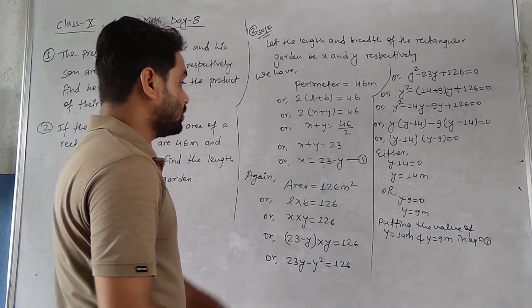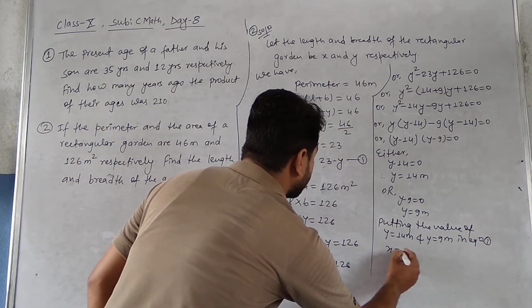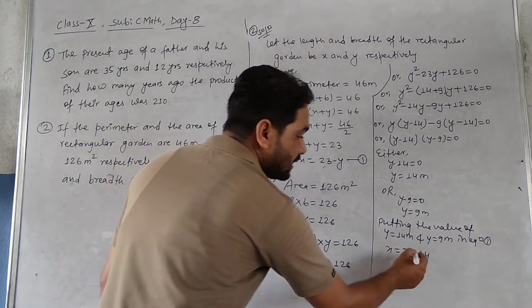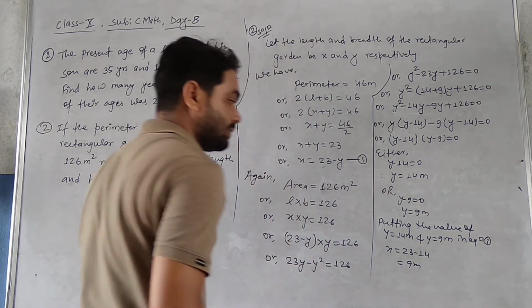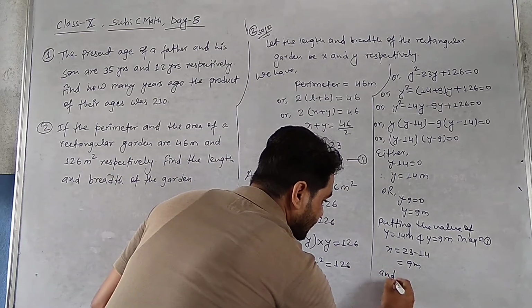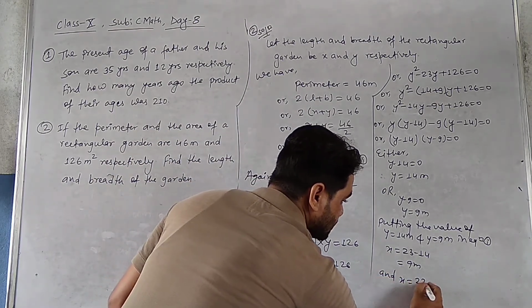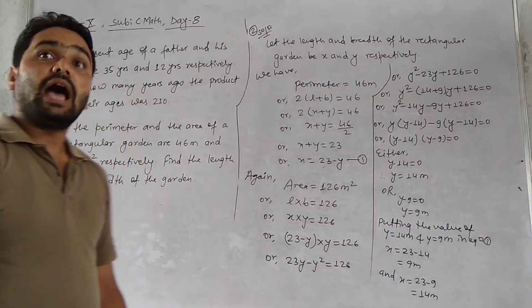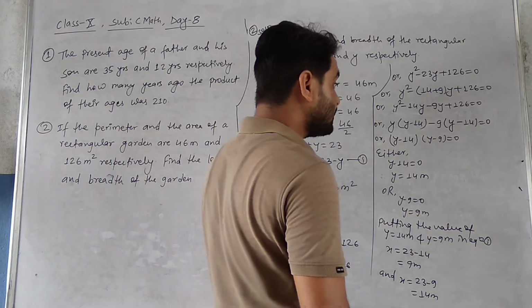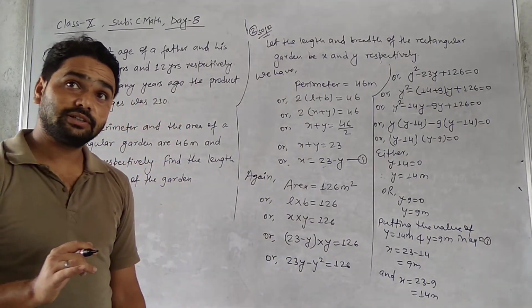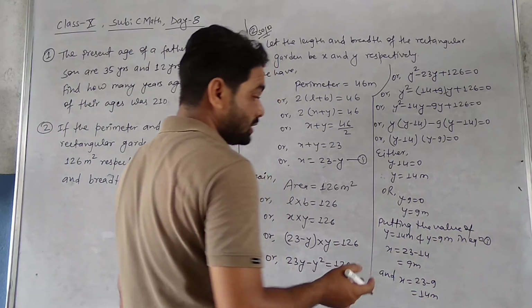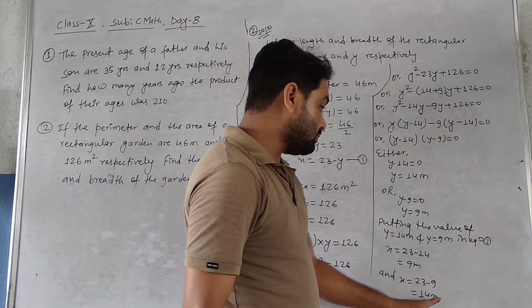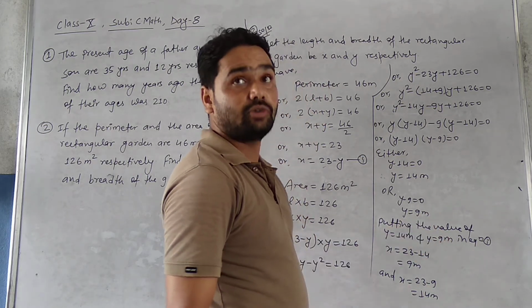In equation first if you put, then we get x equals 23 minus 14. Let's subtract that, then we get 9 meter. And x equals 23 minus 9, that is 14 meter. And it is said that the length is always greater than the breadth, for our point of view. That's why we can write 14 meter and 9 meter is the required answer, no?